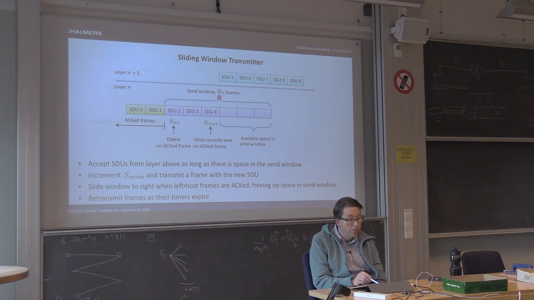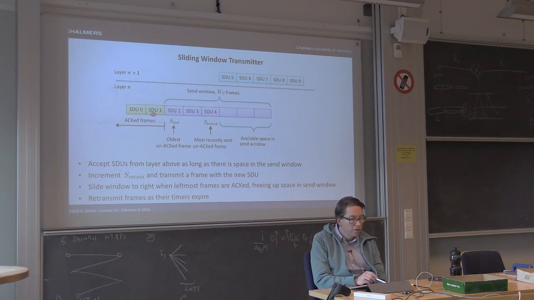And that buffer can hold WS frames. In this case, WS is 6, happens to be 6 in this example. In this send window, we put SDUs that we have transmitted but not yet gotten acknowledgements for. So these are the service data units that are in the process of being delivered. They have been transmitted, but the transmitter is not sure that they have been delivered.